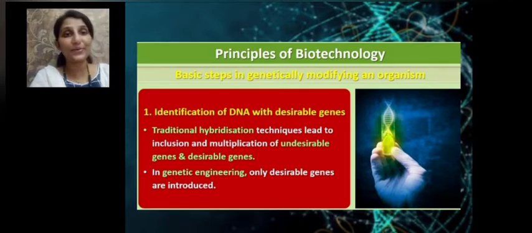In traditional techniques like hybridization, you take two organisms and hybridize them for a desirable quality. It does not mean that the hybrid will have the desirable quality only. It will also include the undesirable genes when it is getting crossed. So traditional hybridization techniques lead to inclusion and multiplication of undesirable genes and desirable genes. But in genetic engineering, only the desirable genes are introduced. Only the DNA with the desirable gene is identified and introduced.